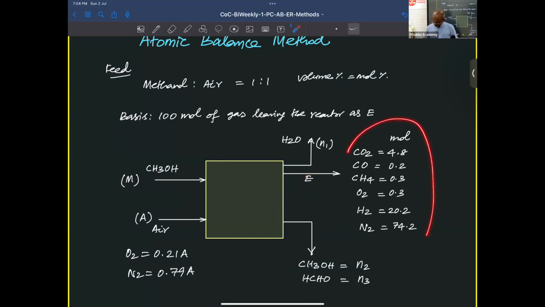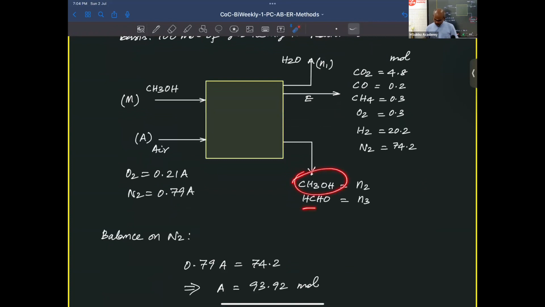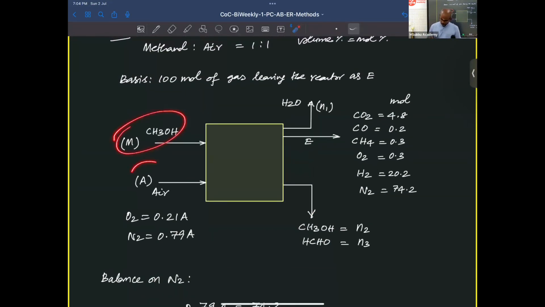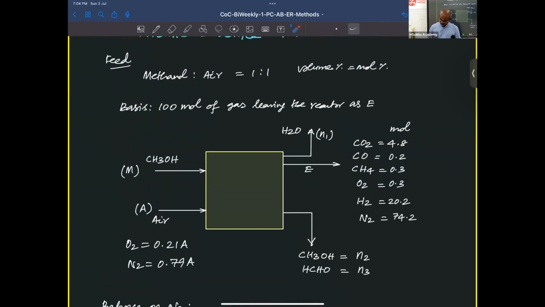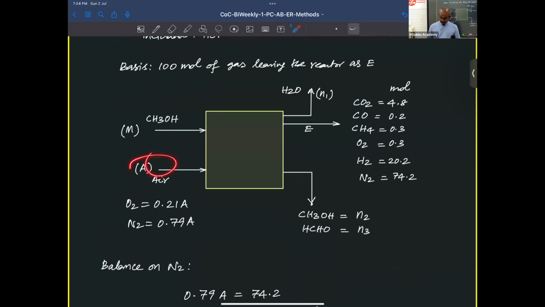Okay, which is the exit from the reactor, which is the gaseous components. In addition, we also have this methanol and formaldehyde. So what are all the things available? M and A is available in the ratio of 1:1. That information is available: methanol to air is 1:1. Of course, air composition is also available, which is 21% O2 and 79% N2. The proportion of O2 and N2 in this air we also know.